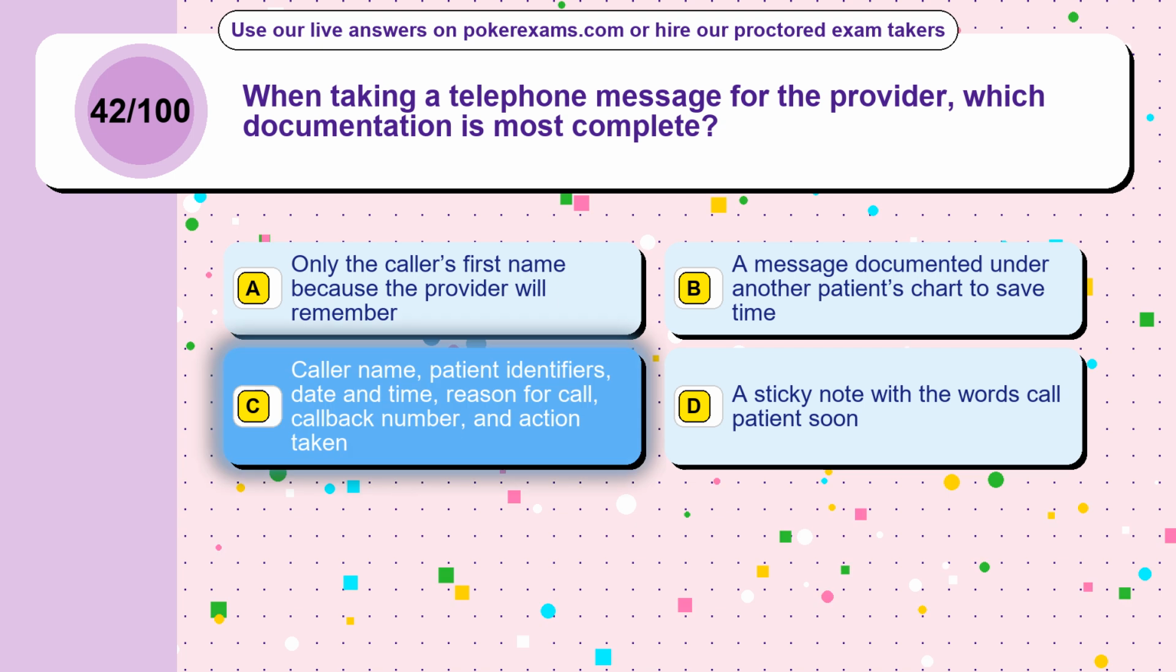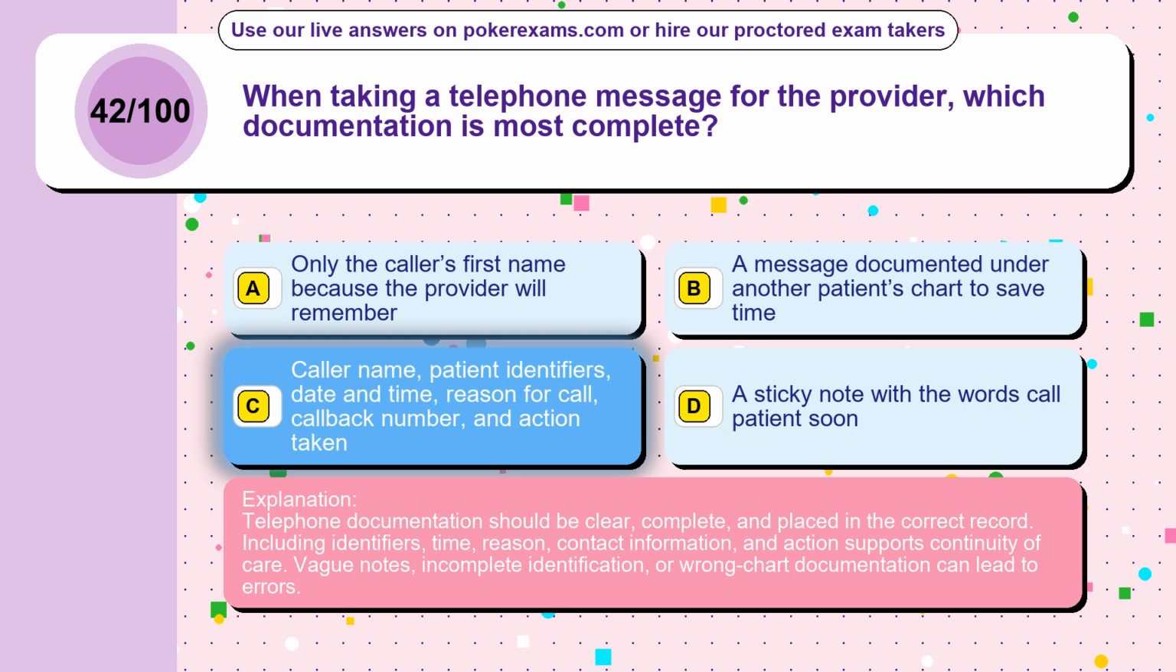The correct answer is option C. Caller name, patient identifiers, date and time, reason for call, callback number, and action taken. Telephone documentation should be clear, complete, and placed in the correct record. Including identifiers, time, reason, contact information, and action supports continuity of care. Vague notes, incomplete identification, or wrong chart documentation can lead to errors.